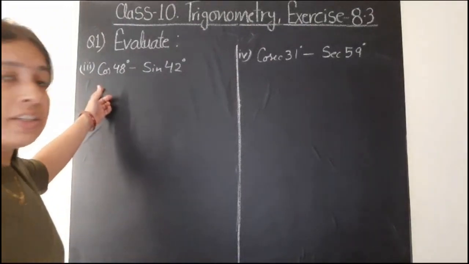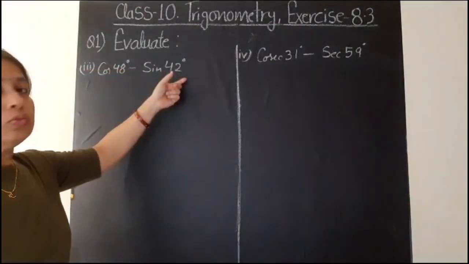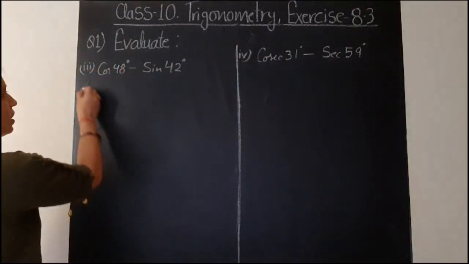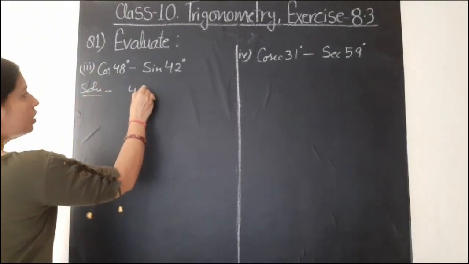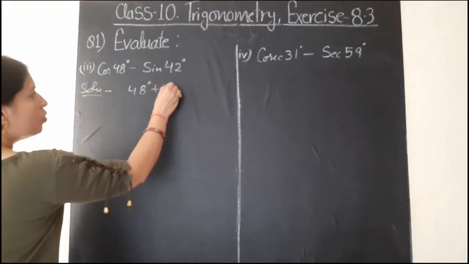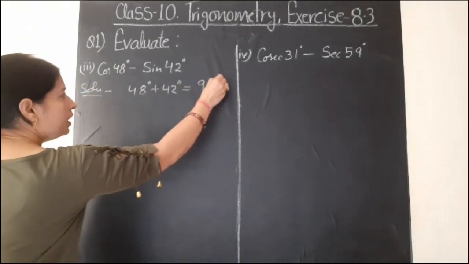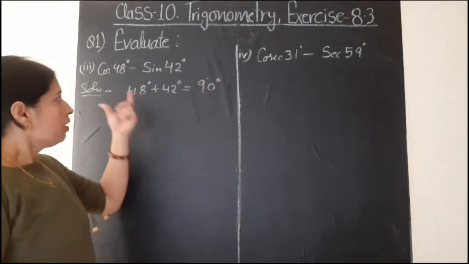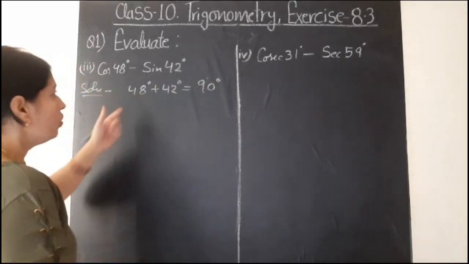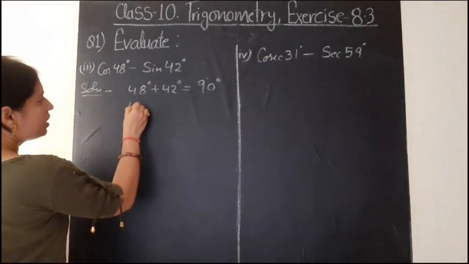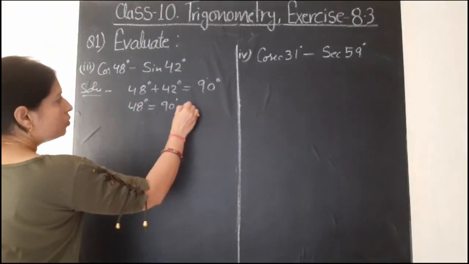So third part is cos 48 degree minus sin 42 degree. Here also you can see that 48 degree plus 42 degree is equal to 90 degree. That means 48 degree and 42 degree are complementary angles. So for 48 degree we can write 90 minus 42 degree.